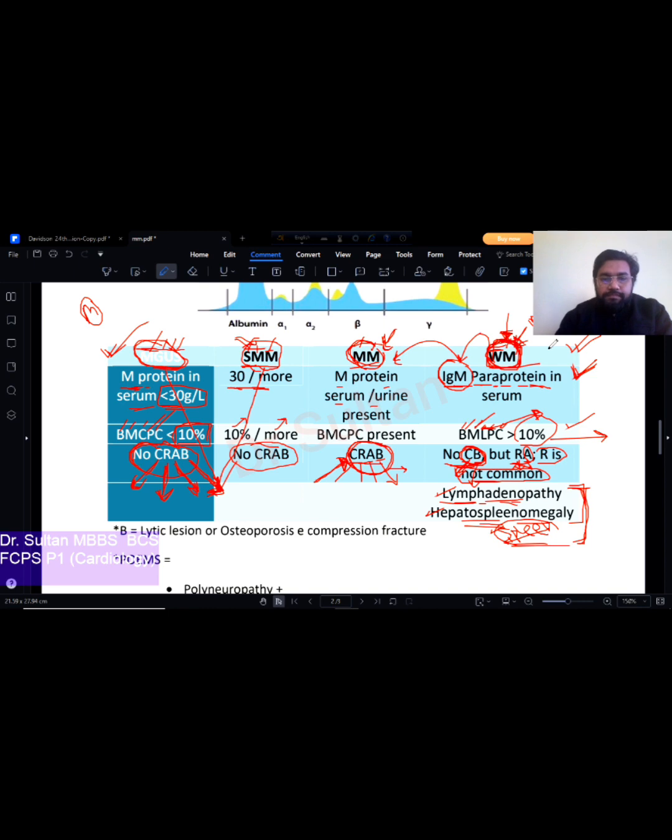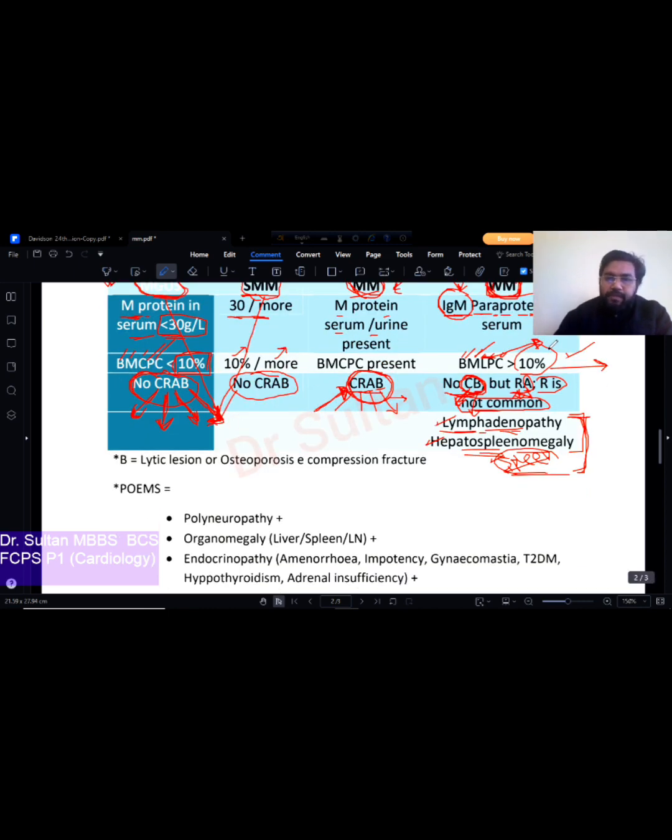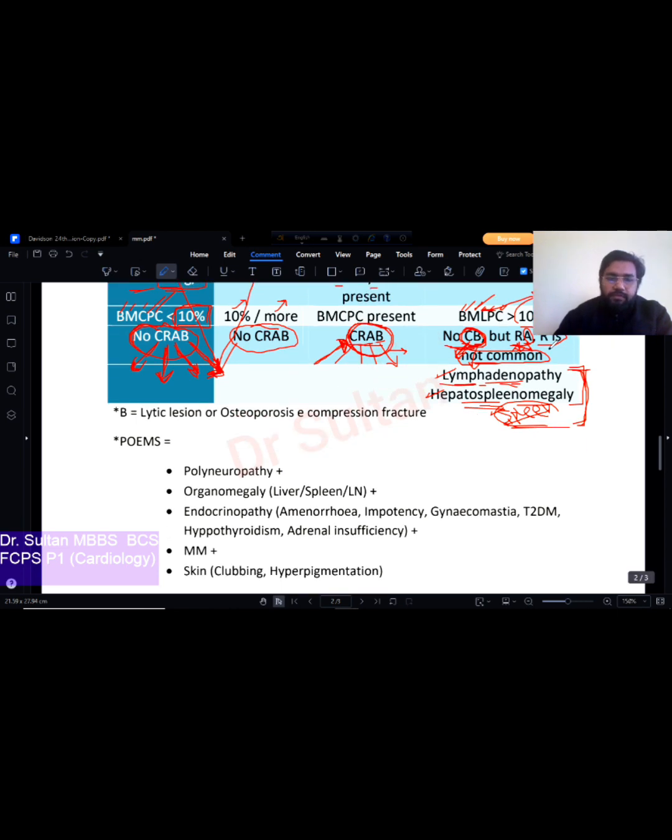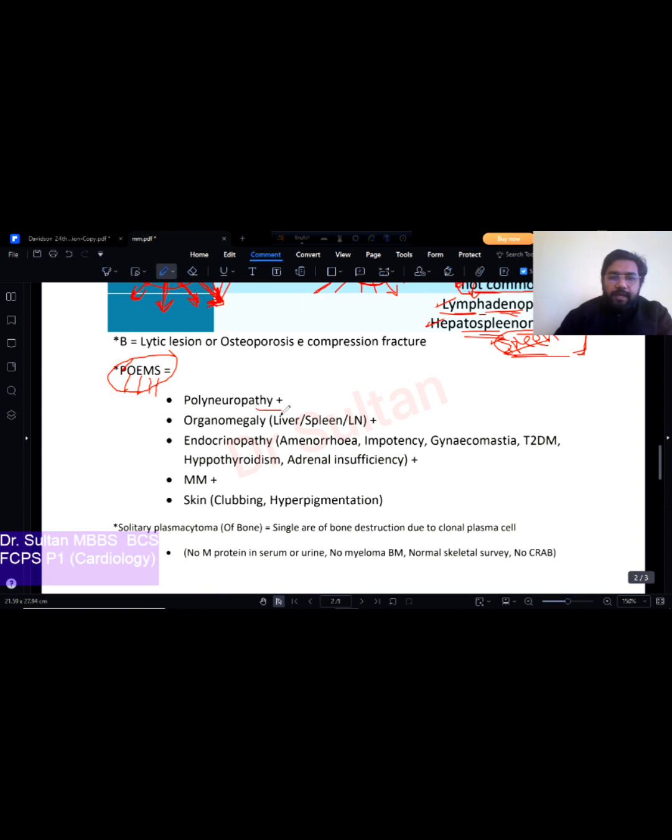Okay. Now there is another term that is POEMS. It also has a lymphoid involvement. POEMS means polyneuropathy, organomegaly, endocrinopathy, multiple myeloma, and skin involvement. So what are the features? Like polyneuropathy plus organomegaly, it can be liver, spleen, lymph node, plus endocrinopathy.